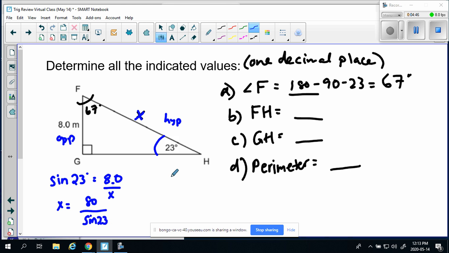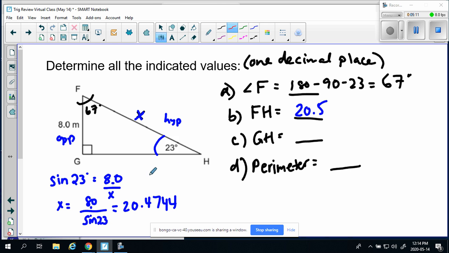So 80 divided by sine of 23 is 20.4744. And they wanted one decimal place, so I'll put 20.5 here. But in case I want to use it, I'm just going to keep that number anyway.